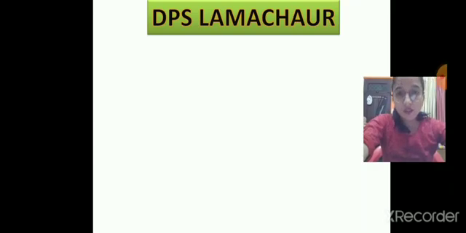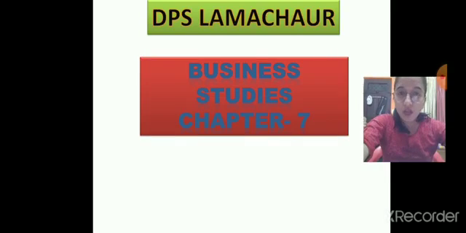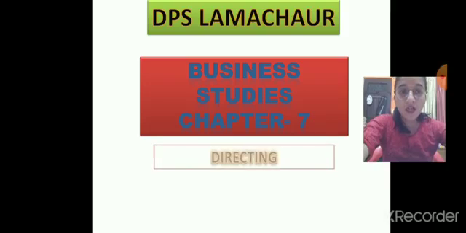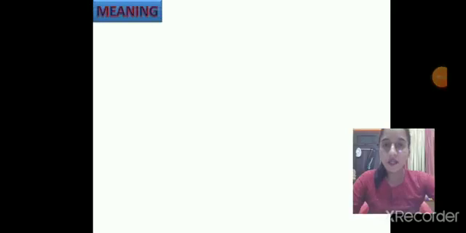Today in this session, we'll be discussing the 7th chapter of business studies, which is directing. So directing is the 4th function of management. The rest of the 3 functions we have discussed in the previous chapter, which were planning, organizing and staffing. So in planning, the management basically sets the objective of the organization. In organizing, the organizational structure is divided into different departments, and in staffing, the right person is placed at right place. Now the actual work begins in directing.